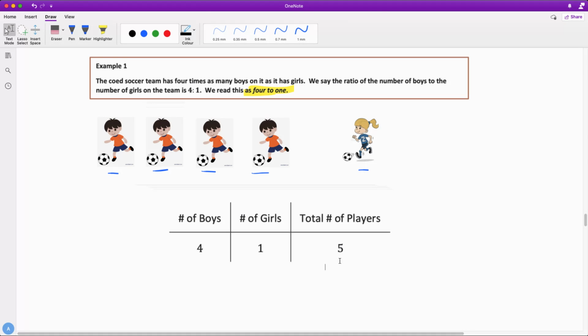Right? That's what this ratio is saying. That's what you need to be able to get out of this, that this ratio is simply comparing how many boys we have to how many girls. All right, but let me ask you a question.